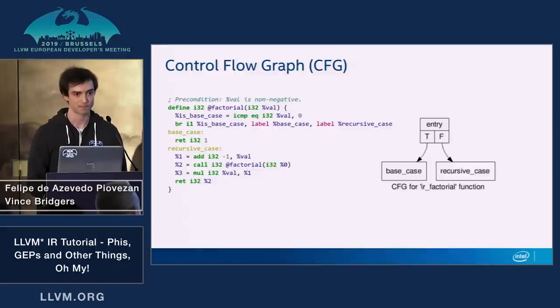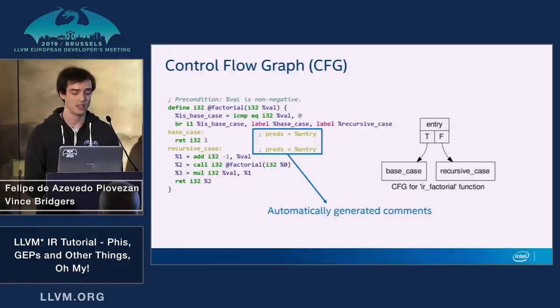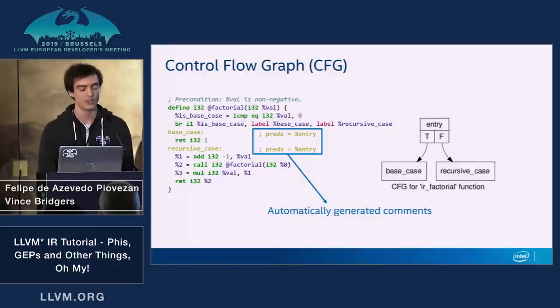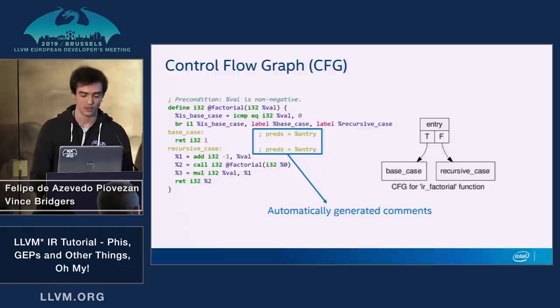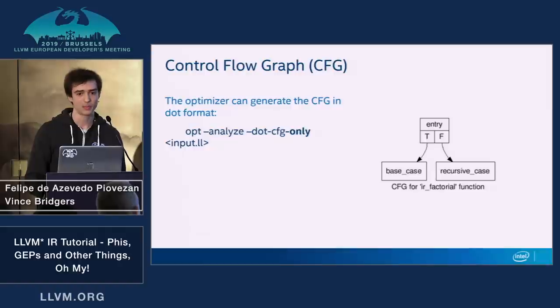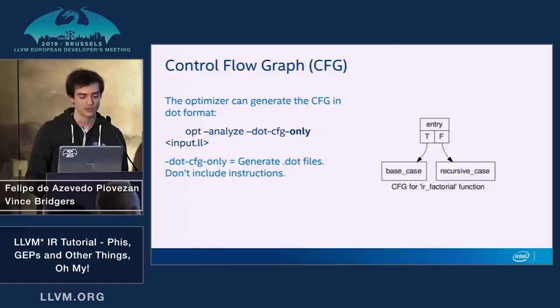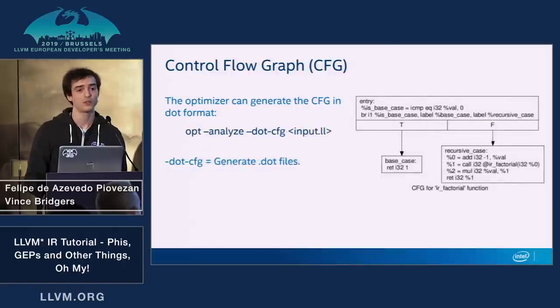So here our control flow graph is saying that our entry has two successors, our base case basic block and the recursive case. If this had been compiler-generated IR, we would have seen that the compiler was kind enough to generate comments saying what the predecessors of a given basic block are. We can have those graphs plotted for us by the optimizer itself if you call it with those flags. And if you want the instructions included in there as well, you can also get that. This might get a little bit cluttered, but it's useful for code inspection.